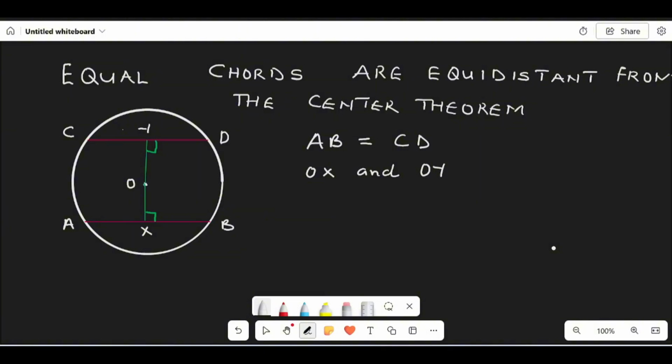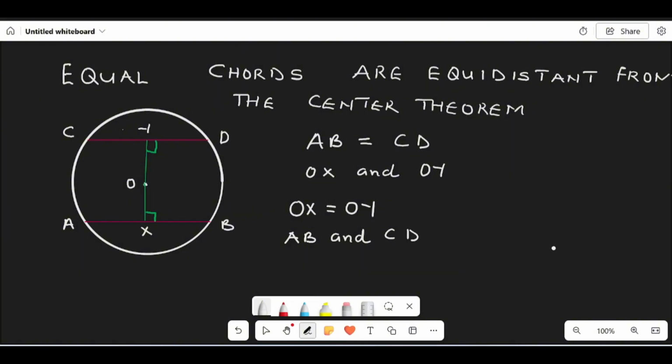If two chords are the same distance from the center, what we are saying is that OX is equal to OY, then they must be equal in length. That means chord AB and chord CD must be equal to one another.